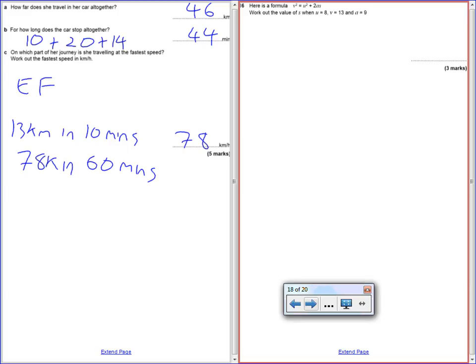16, subbing numbers into a formula. So, you know that v squared equals u squared plus 2as. So I'll sub in what v, u, and s are. So 13 squared must equal, sorry, must equal 8 squared plus 2 times 9 times s. So therefore 13 squared must equal 8 squared plus 18s.